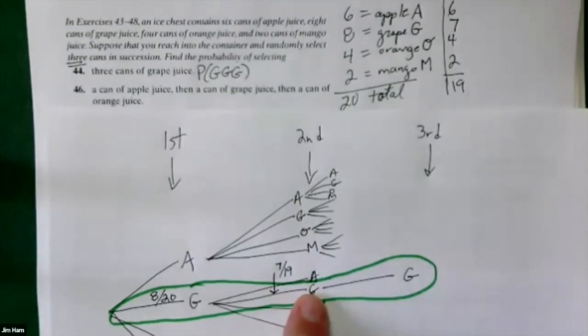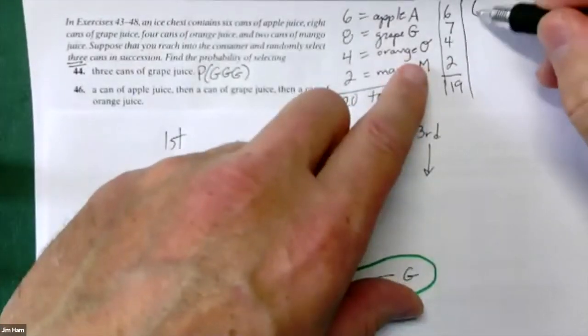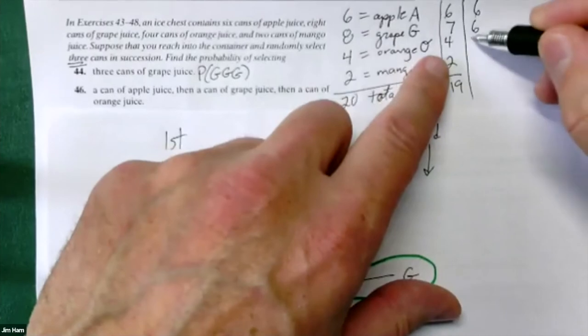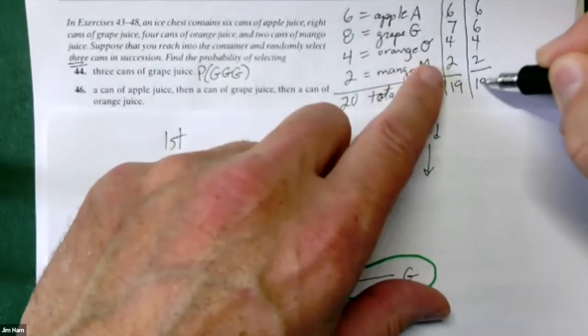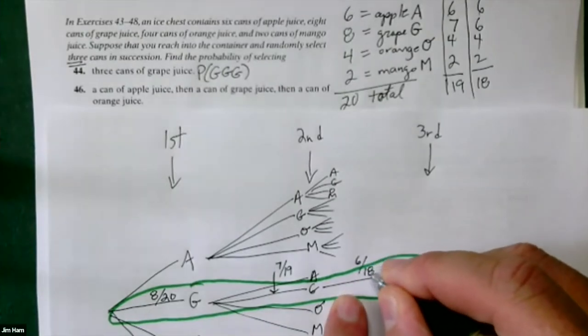Let's see if you can think about this further. If we're going along this branch, then it means that the first two drinks that we selected were grape. And that means that we now only have 6 grape, and we only have 18 total. We selected 2 out of the 20 and they're no longer in the chest. We now only have 18 in the chest. So what's the probability of getting grape on the third? It looks like you're picking up how to do this.